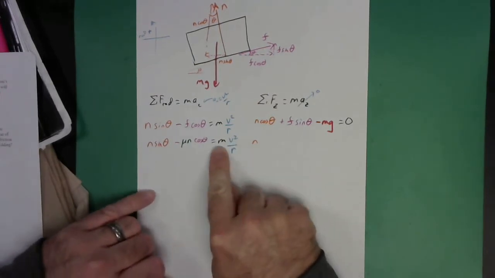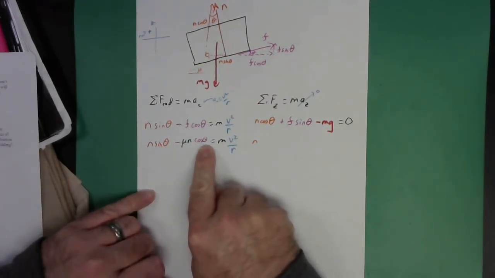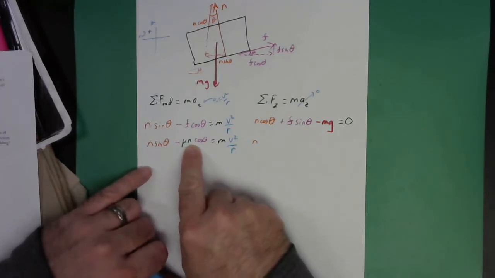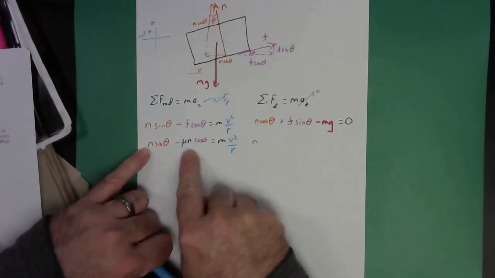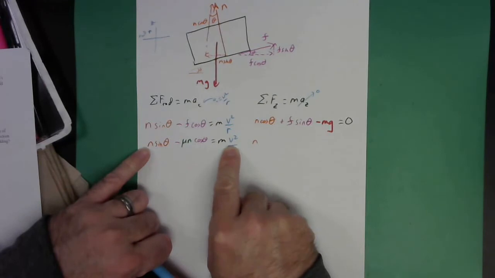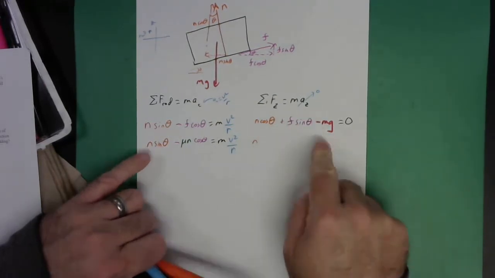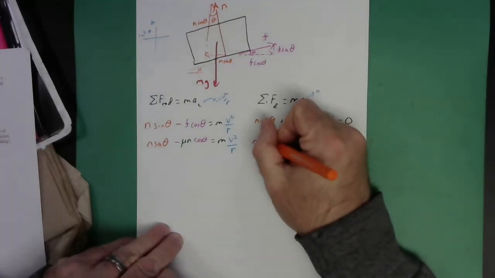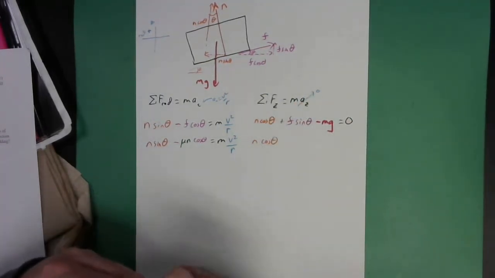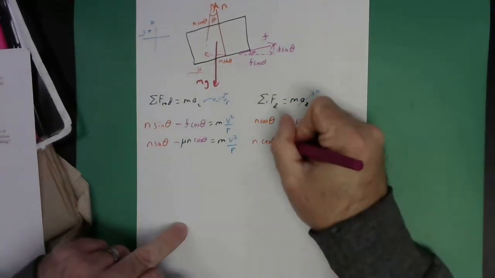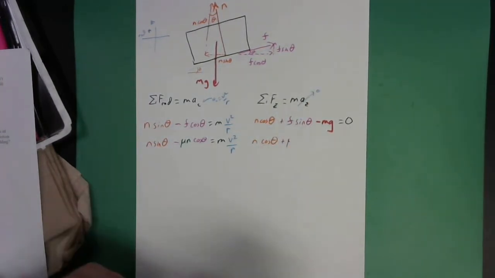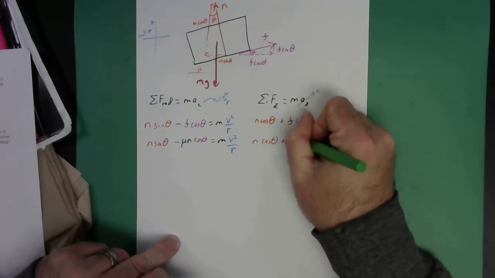The point is, getting back here, we're trying to find v. We know m, we know r, we know theta, we know mu, we don't know N. I've got an N here I don't know, and v I'm trying to find. So I need to get an equation for N, and I'm going to use this one. Again, we're substituting in mu N for that static friction there.